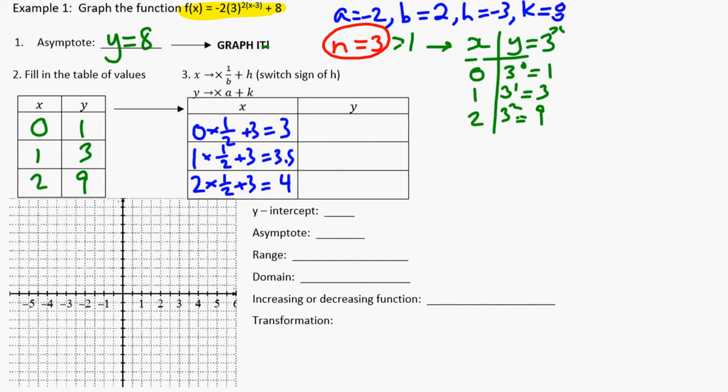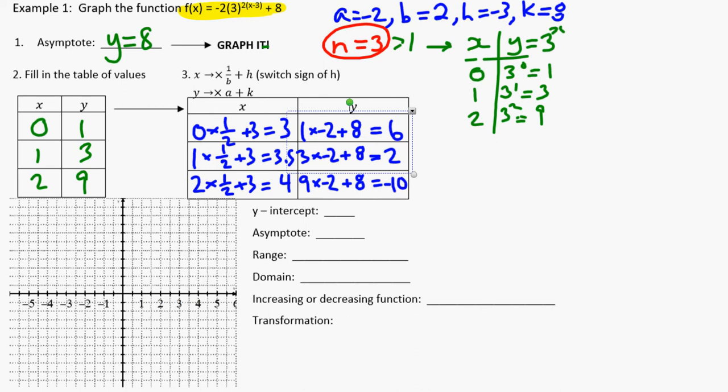My y values, again, here I'm going to take my original y, 1, multiplying by a, so my a value is -2. And then add my k, so that is going to be 8. So my first one will be 6. Next one I'm going to take is 3, so 3 times -2 plus 8. So this guy here is -6 plus 8 is 2. And the last one is going to be 9 times -2 plus 8. And this guy here will be -18 plus 8 is -10.